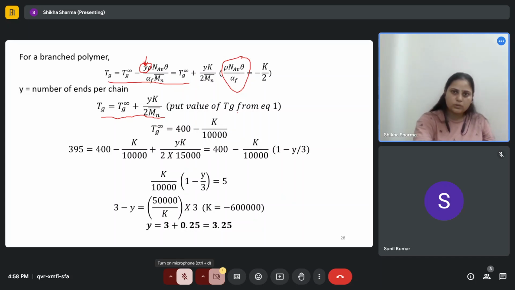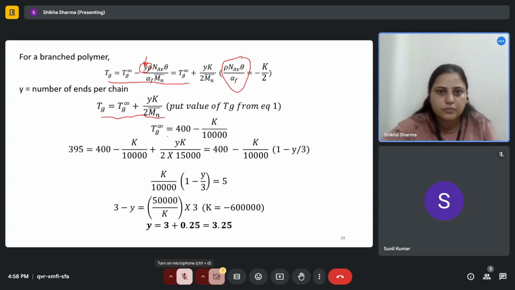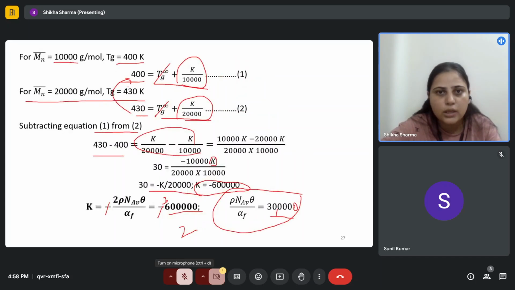So this is how the equation is formed. Now we are putting the value of Tg from equation 1 in this equation. So we can see in equation 1, Tg 400 is equal to Tg infinity plus K by 10,000, right?